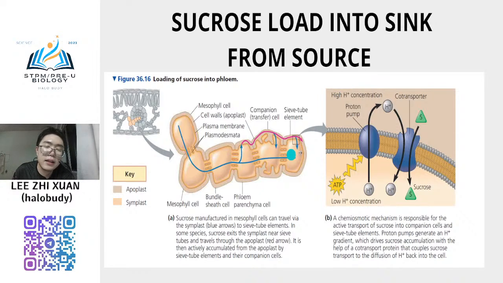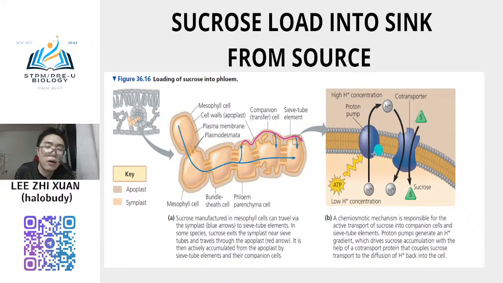In this process, for those transported through the apoplast pathway, they use this co-transport proton pump that requires energy, because if you see this diagram, you will see the hydrogen ion inside the cell, here inside the sieve tube element. The sieve tube element will pump the hydrogen ion out from the cell into the cell wall of the sieve tube element. So this will create an electrochemical gradient already.